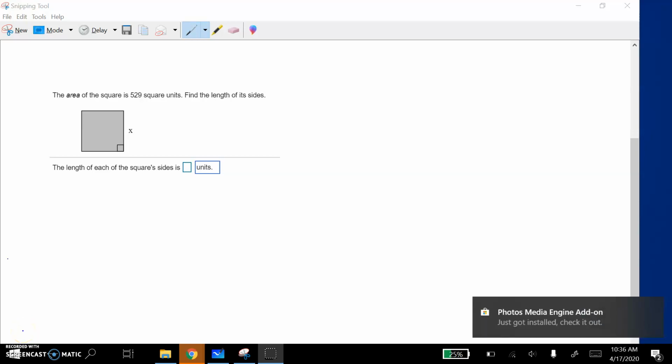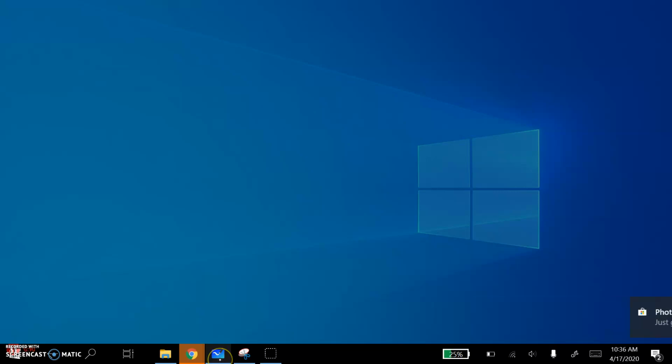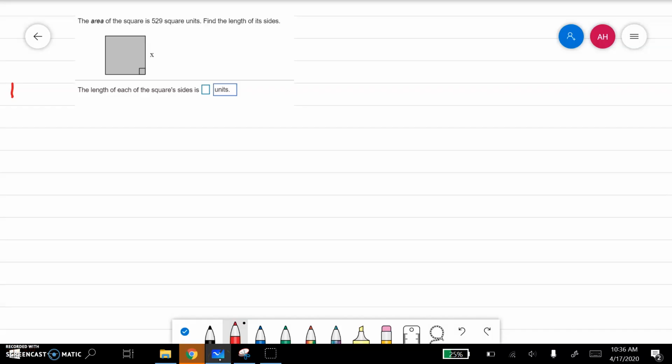Okay, this is a problem from section 6.7. I had somebody ask about it. So we have a square and we want to find the area of it. Anytime you're trying to find the area of a square or a rectangle, parallelogram, whatever, the area is either length times width or base times height.